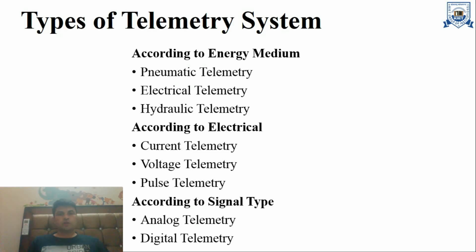There is another type that also exists: wireless telemetry and wired telemetry. Wired telemetry is one in which we require wires. Optical fiber telemetry is an example of wired telemetry or landline telemetry. Wireless telemetry is one in which we do not require any wires for the communication. Satellite telemetry is the best example of wireless telemetry.